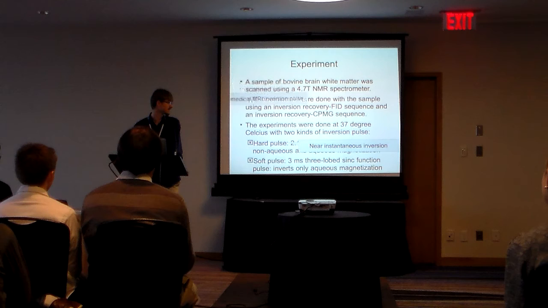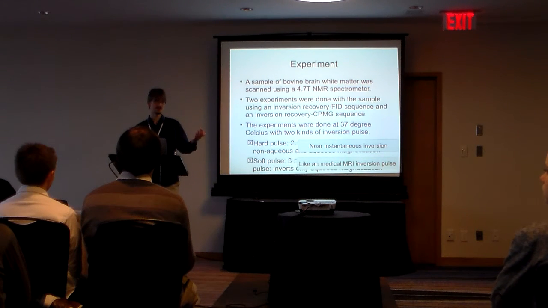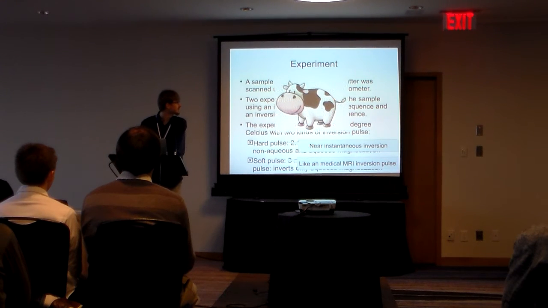What is important from this slide is the hard pulse is kind of what you think about if you're a theorist sitting down at your table and you say, okay, I'm going to imagine that I change the magnetization all the way 180 degrees. You imagine it happens instantly. That's what the hard pulse is trying to do. The soft pulse is what happens in medical MRI, where we don't want to expose the patient to rapidly changing magnetic fields, so it happens over a period of time, over 3 milliseconds. And this is a cow.